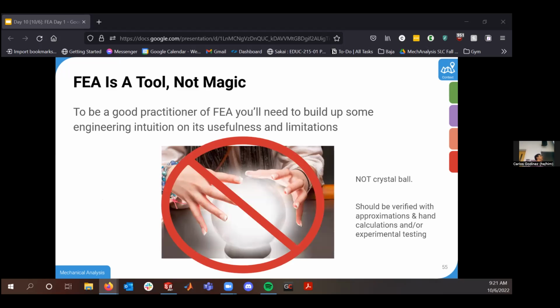To get good experience and to wield FEA responsibly, you have to build up some intuition that only comes with time on what the usefulness and limitations of it are. It is not a crystal ball, and it should always be double checked either with experimental data, or if you can make some hand calculations, approximations, even if they're off, you should see if you're getting within the same order of magnitude of your value. And if you're getting uncomfortably close to your failure criteria, maybe you should consider buffing up your geometry, or just being on the safe side, or choosing a more conservative failure theory.